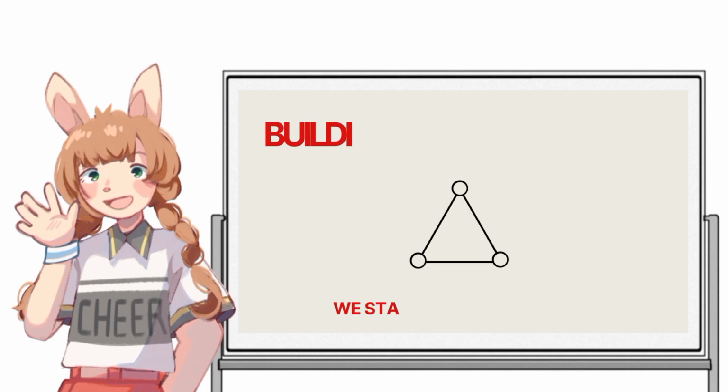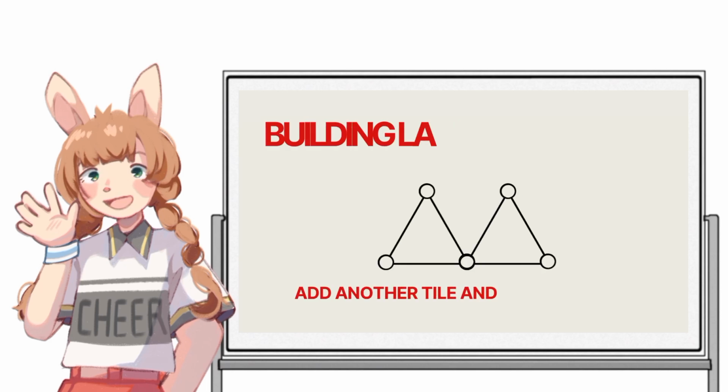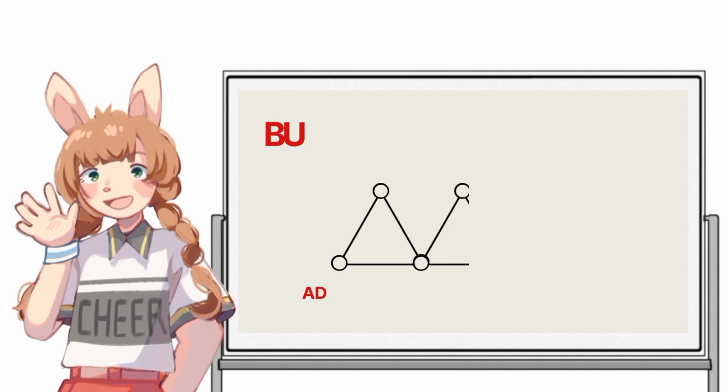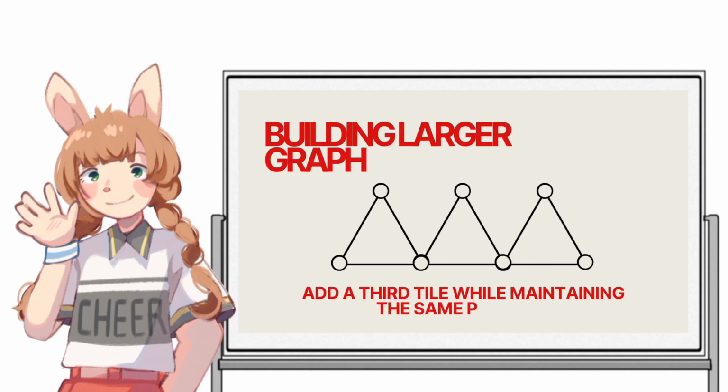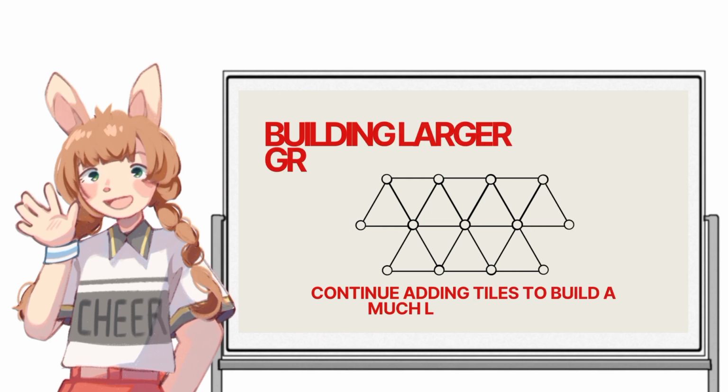Let us now observe how a larger graph can be constructed from graph tiles. We begin with a single tile. Next, a second tile is connected to the first tile. Then, a third tile is added while preserving the same arrangement and connection pattern. This process can continue repeatedly. As additional tiles are attached, the graph becomes larger and contains more vertices and edges. Even though the graph increases in size, its overall structure remains organized because it is built from the same repeating pattern. This is the central idea behind graph tiling.